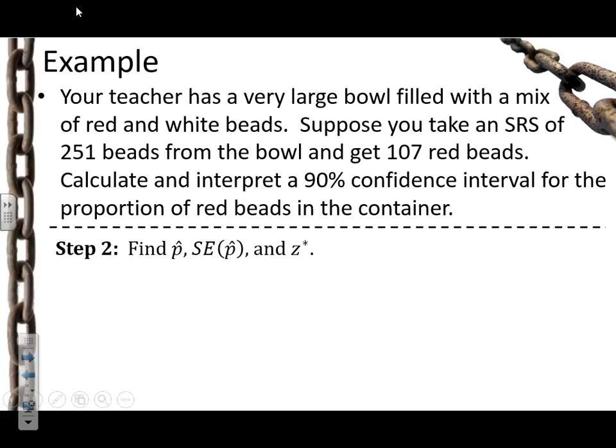We want to calculate all of our pieces. So in order to get our interval, we have to have p hat. So we need to calculate that. We need to have standard error. And we need to have z star. There's three pieces we always need for our confidence intervals. So p hat should be pretty straightforward. How would we calculate that? 107 divided by 251, right? So we can take 107 divided by 251 and we get our p hat.